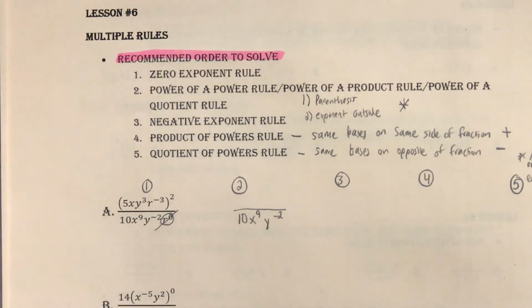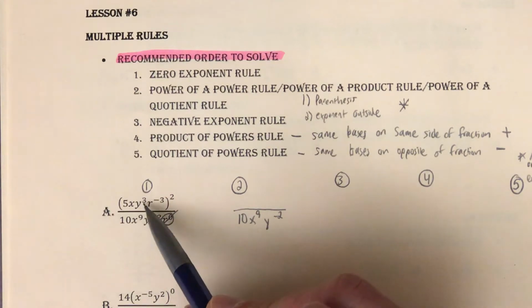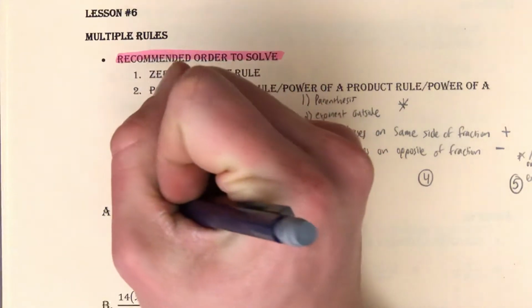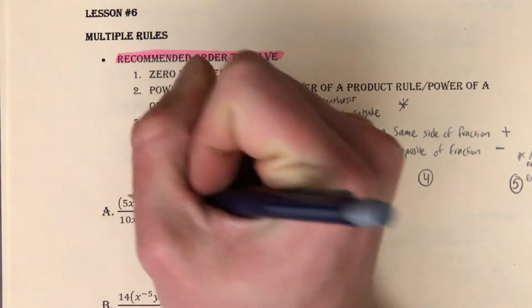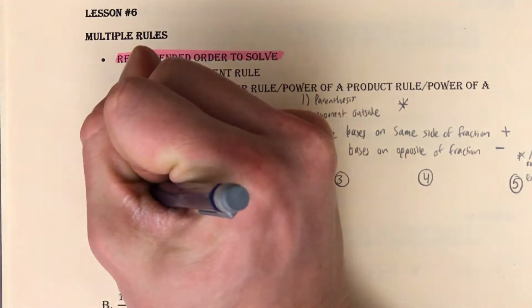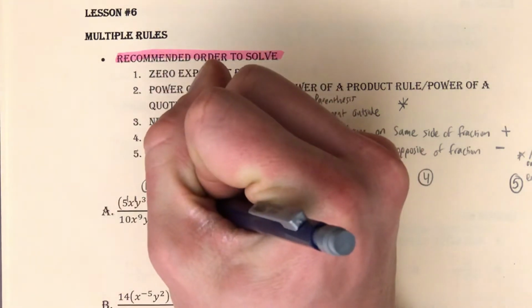Now, with the top where the parentheses lie, I need to make sure that everything inside my parentheses has its own exponent. So r has its own exponent of negative 3, y has its own exponent of 3, x doesn't have anything listed, so I need to put a 1. And then remember, 5 also has its own exponent. It doesn't have one listed, but it is also 1. Once I've done that, now I can multiply all the exponents inside by the 2 that's on the outside.